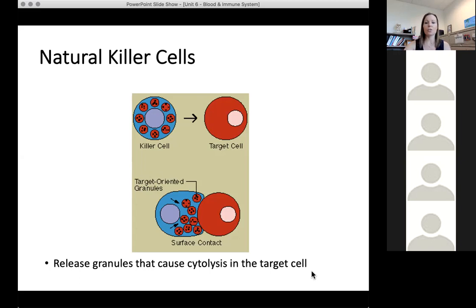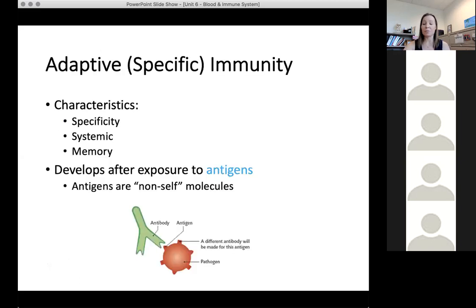Okay, and now we're on to the adaptive immunity, which is the type that's just a little more complicated. So I'm going to spend a little more time on this. Remember, adaptive immunity is the type that you're not born with. It has specificity, which means that it recognizes and is designed to attack specific foreign invaders, or specific pathogens.